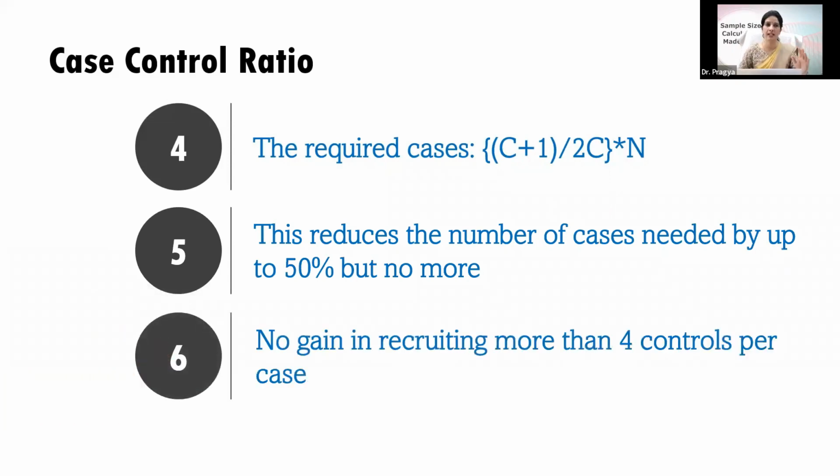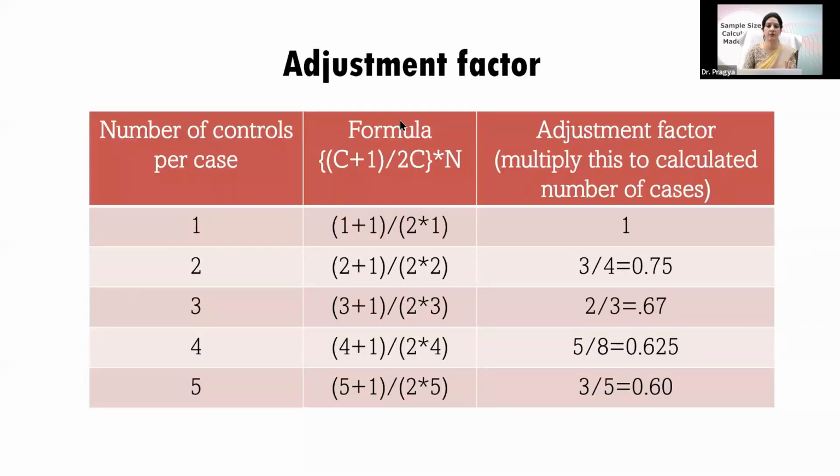And that's why, if you recruit 4 controls for one case, going beyond increasing the number of controls will yield no result. That's why you should now not have more than 4 controls per case. That is the maximum. So this is the formula.